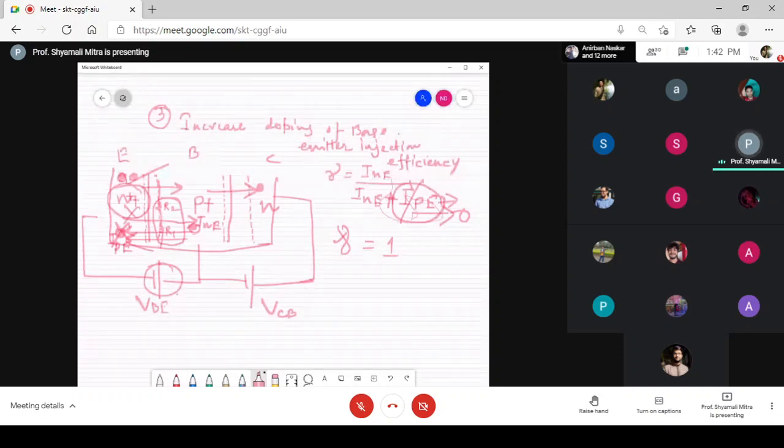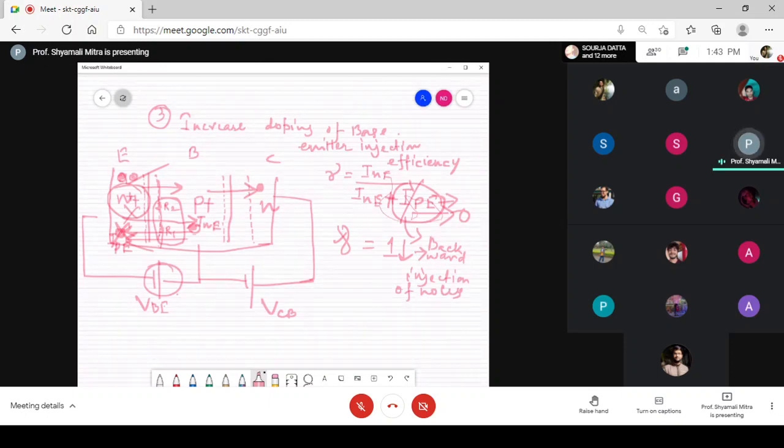So this injection efficiency, the main factor of its loss is nothing but the backward injection of holes. One of the determining factors for this lowering of the emitter injection efficiency is the backward injection of holes.